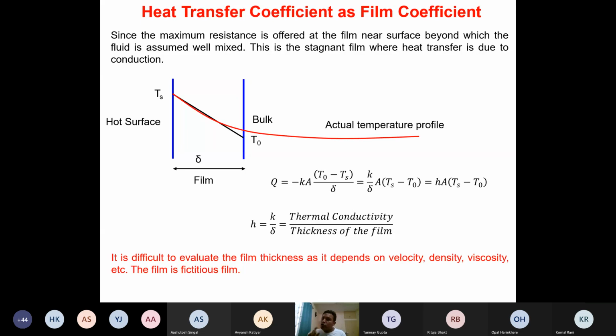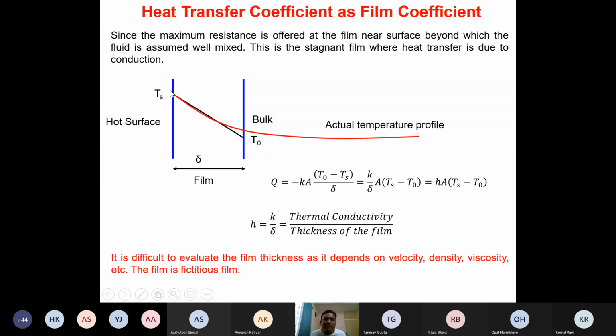So clearly most of the resistance is offered only in the stagnant film which is very close to the surface. Okay, again when we are saying that this film which is very close to the solid surface is stagnant, what it means is most of the rate of heat transfer is primarily because of conduction, isn't it? So the same situation is represented in this particular figure.